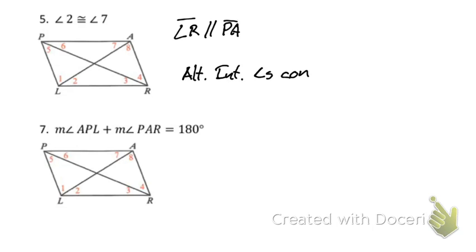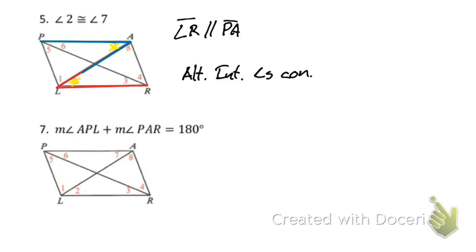Yep, converse. Okay, let's see if that's correct. So they gave me angle 2. Angle 2 is that guy. Then they gave me angle 7. Let's do blue. Angle 7 is that guy. So we're checking basically, is PA parallel to LR? So it looks like those numbers are right. They gave me angle 7. They gave me angle 2, which are definitely alternate interior angles. Perfect.